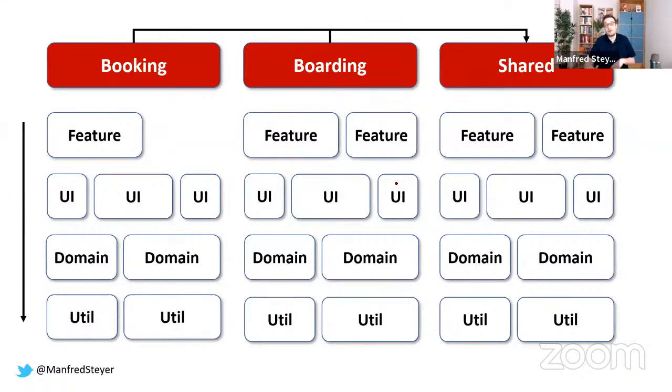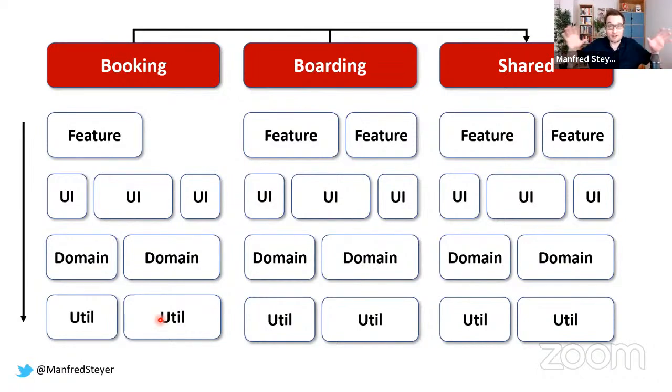You can even go one step further and use NX to subdivide your whole application into verticals. I call it business domains, like booking, boarding, or shared with shared stuff, and layers. Layers with feature libraries, UI libraries, domain libraries, and utility libraries. A feature library is a library with a smart component or with several smart components. Here we have dumb components. Here we have services and entities. And here we have general purpose utility functions like converting dates to strings and vice versa. And this structure is really great.